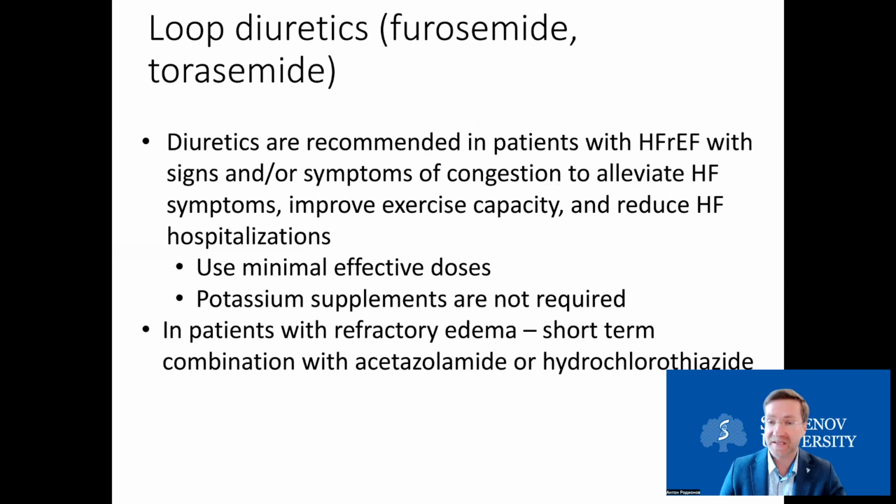heart failure symptoms. Yes, we need to use minimal effective doses. We do not need to up-titrate to the maximal dose as we do with ACE inhibitors and beta blockers. So use minimal effective doses, and potassium supplements are not required. Probably you know that furosemide and torsemide can cause a decrease of potassium level, but if you combine loop diuretics with MRA and with ACE inhibitors, there will be a good balance of potassium. You need to check potassium level, but use of loop diuretics does not require potassium supplements.